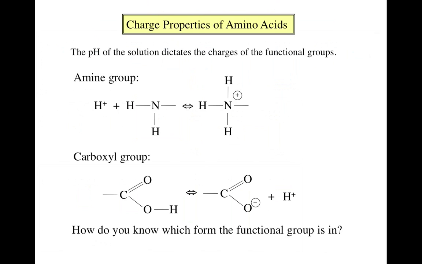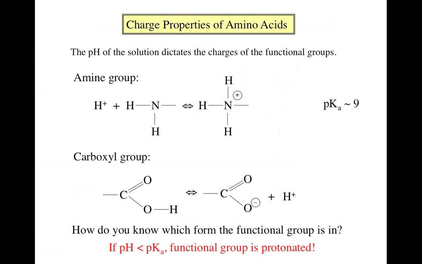The amine and carboxyl groups are protonated and deprotonated based on their pKa values. If the pH of the solution that the amino acid is in is lower than the pK value, the group will be protonated. If the pH of the solution is higher than the pK value, the group will be deprotonated. The way I like to think about this is that if the pH is low, that means there are lots of hydrogens floating around. If there are lots of hydrogens floating around, the functional group will be protonated.